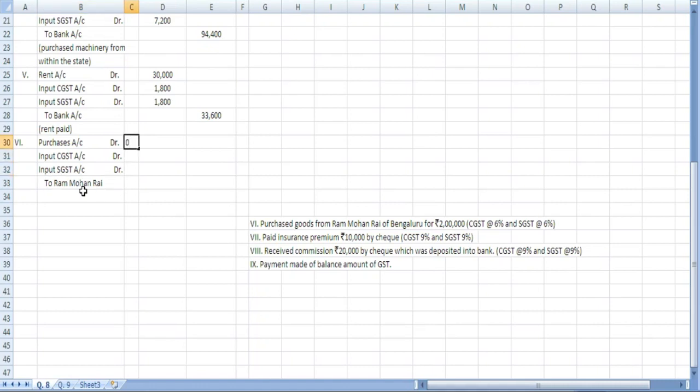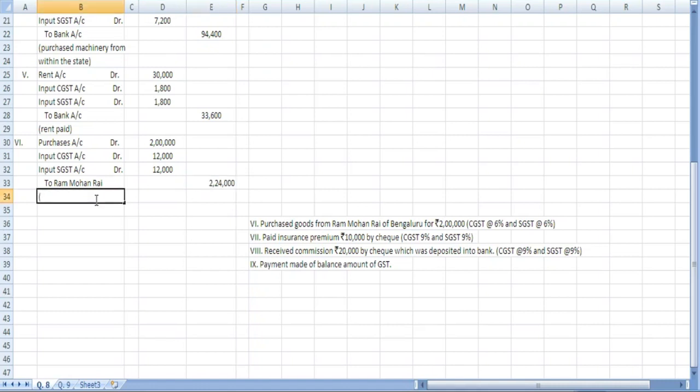So here purchase was for 2 lakh, and 6% of 2 lakh is 12,000, and here again it will be 12,000. Now when we add these three, it will come to 2,24,000.